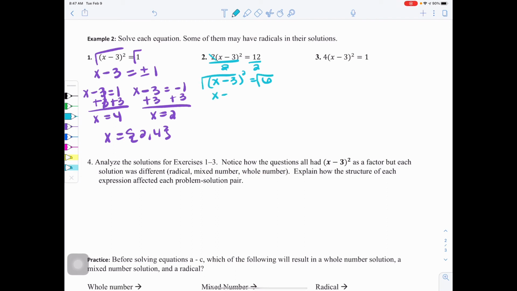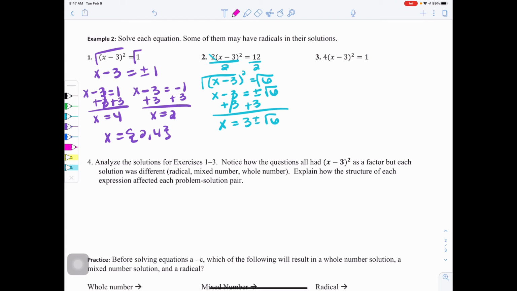So I get x minus 3 equals, now the square root of 6. 6 is not a perfect square, so we're going to leave it as square root 6 since it's an irrational number, but I still need the positive and negative out front. So positive and negative square root of 6. So for this type of equation, we just need to move the 3 to the other side. So we're going to add 3 to both sides and get x equals 3 plus or minus the square root of 6. And that's our answer for the middle one.